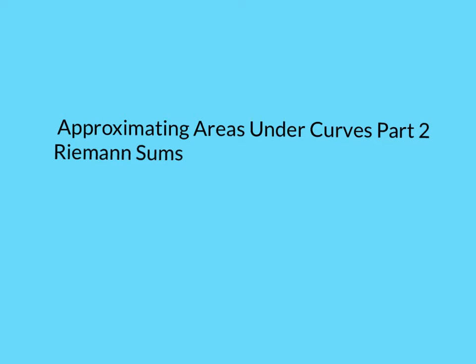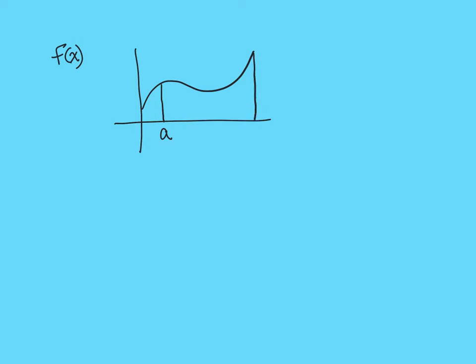This video is about approximating areas under curves, part 2 of 3: Riemann sums. Let me start here with just a general function f of x. So if I have some general function f of x, I'm going to make it look like this, why not? And we're going to find the area of the curve between A and B. So we want the area below the curve and above the x-axis. So this is the area that we're going to be finding right in here.